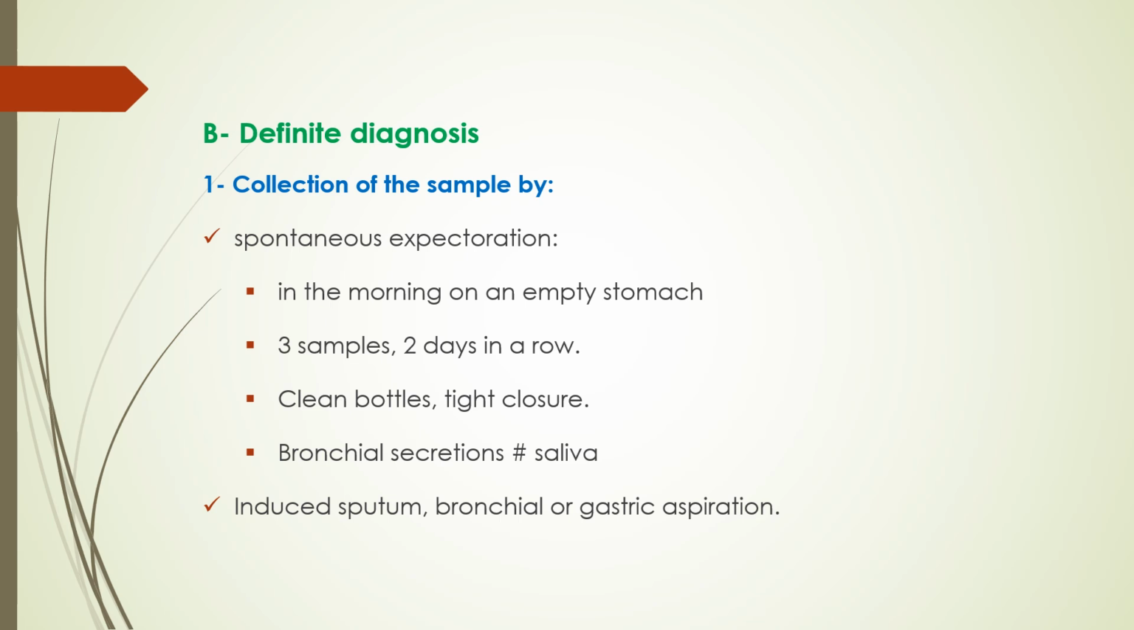If the patient has a dry cough, we could do what we call an induced sputum, which is done by nebulizing the patient with a physiological serum, and he will have some expectoration, and we do the examination on this expectoration. If we did that, and even with that he doesn't have expectoration, we could do what we call a bronchial aspiration through bronchoscopy, or a gastric aspiration through a gastric tube in the morning before eating something.